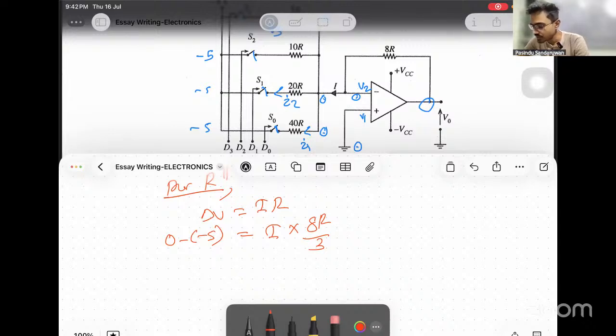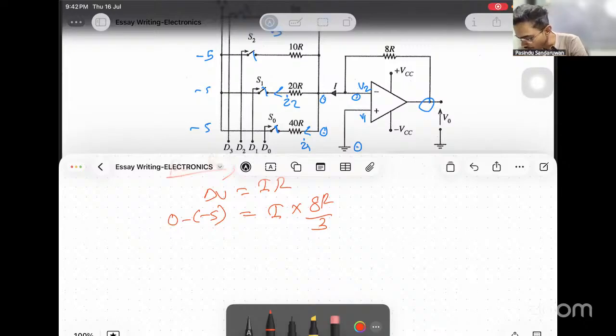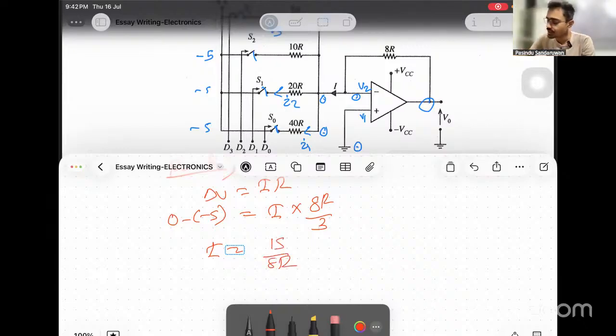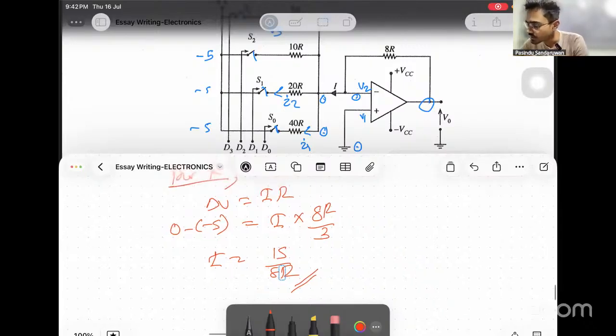Now from this we can find the current. If the current is known, we can find V out, because my final target is finding V out, the output voltage. Now I is 15 over 8R. Current is known. Then to get V out, apply delta V equals IR again for 8R.